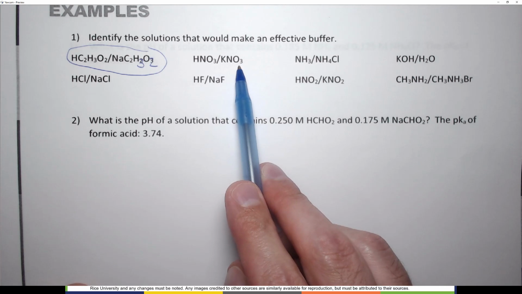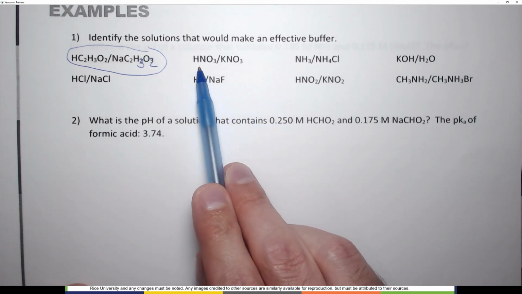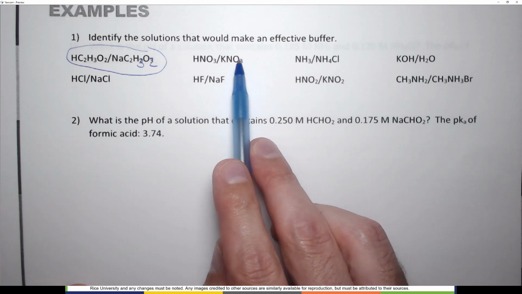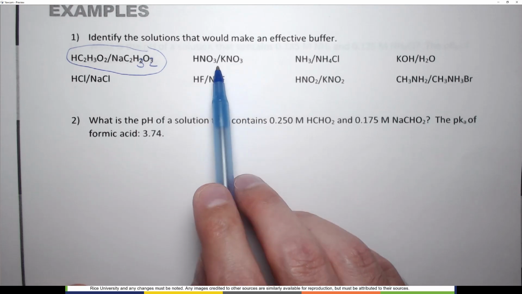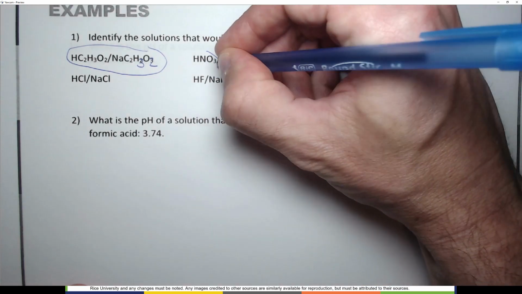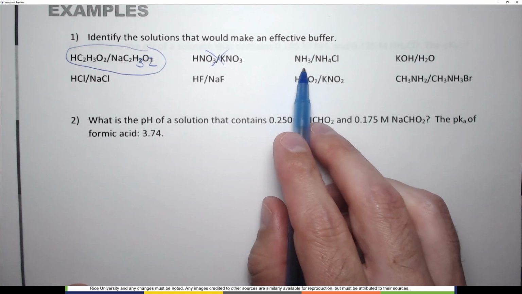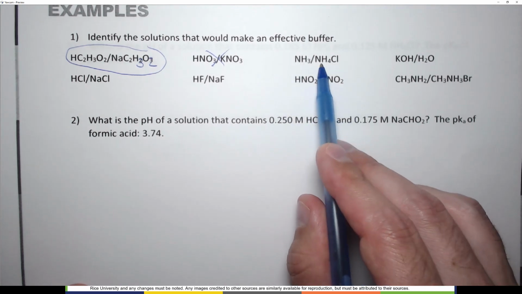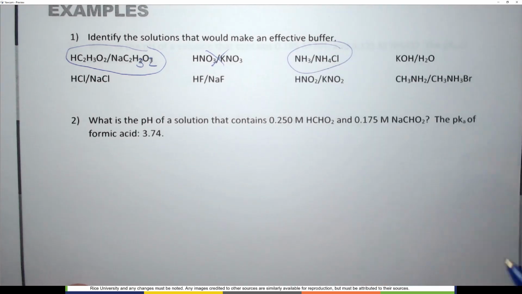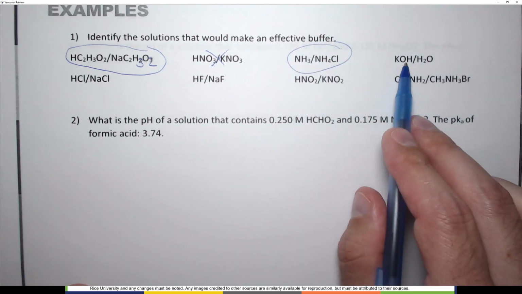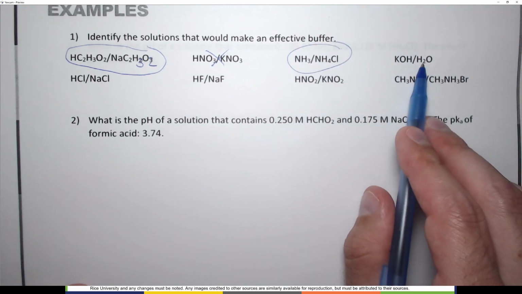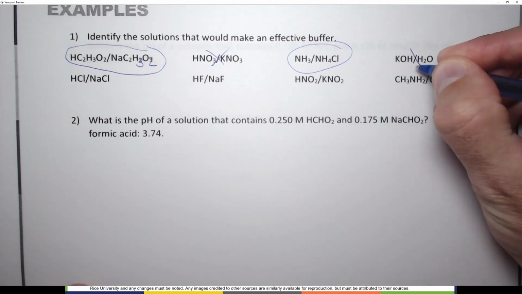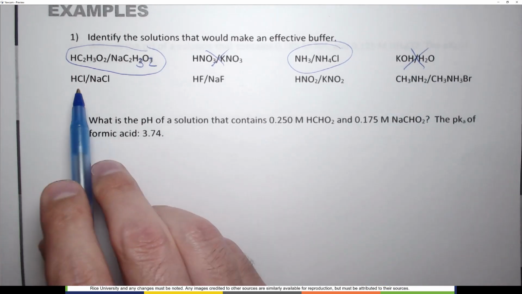HNO3, KNO3. In this case, HNO3 is nitric acid. That's a strong acid. KNO3 is its conjugate base because it's a source of NO3 minus. However, you've got a strong acid. It's not going to work. All right. NH3, a weak base, not one of the strong bases, and NH4Cl is its conjugate acid. That one will work. KOH, a strong base, and H2O is its conjugate acid. Unfortunately, since this is a strong base, that's not going to work.